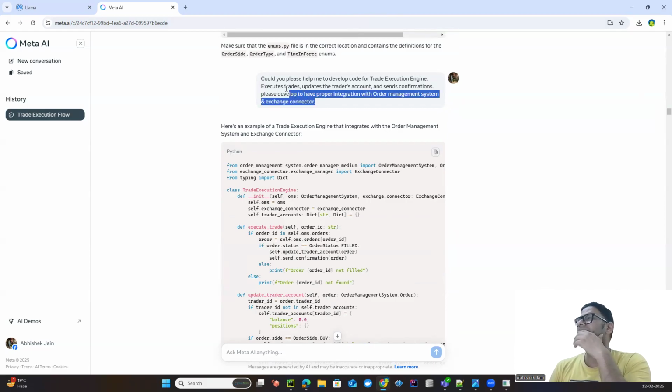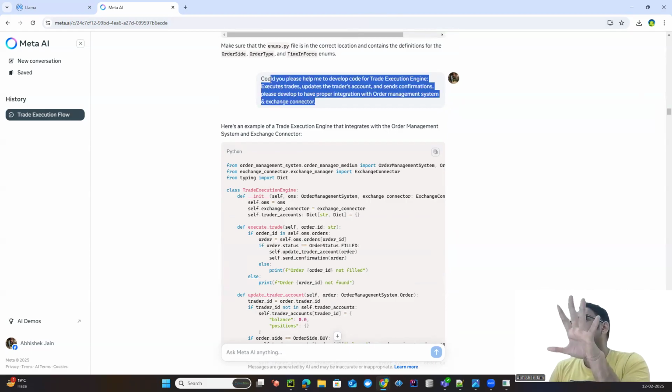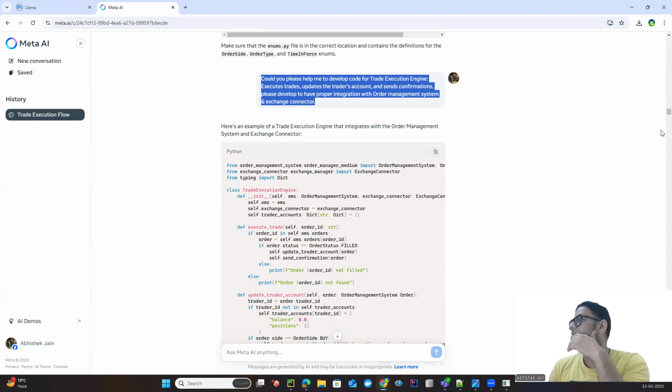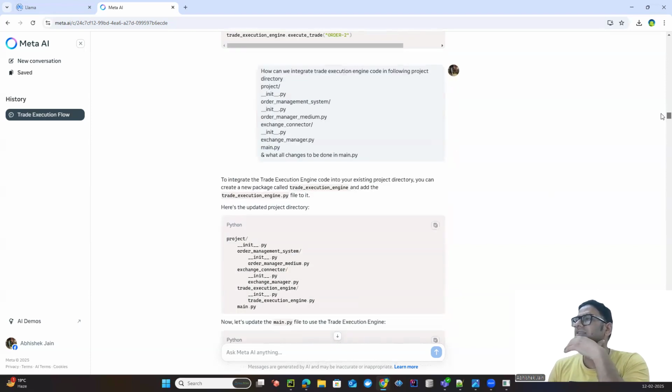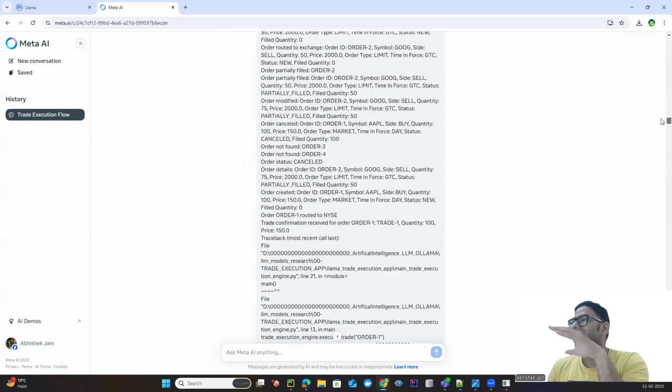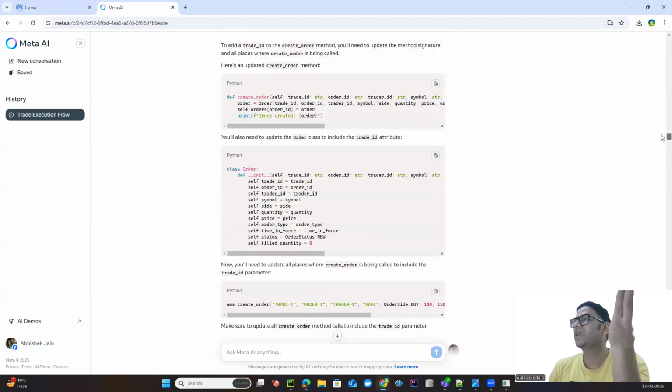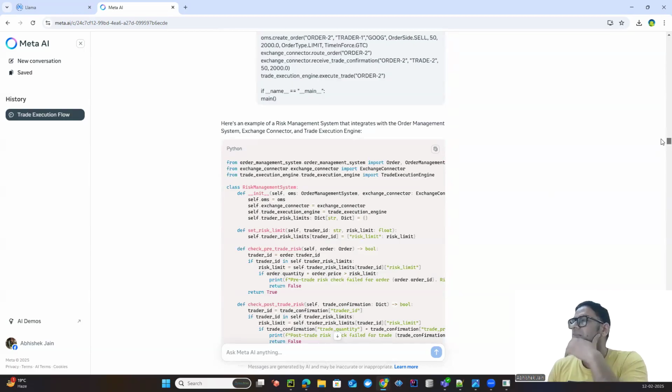Then the third question: could you please help me develop code for trade execution that executes trades? All the language I'm using here, I got from the very first response where I asked LLama what the system flow or component flow looks like within a trade execution. Then I keep asking the same kind of questions. Once the trade engine got created, I asked for risk management. Once that got added, I asked to add the market feed.